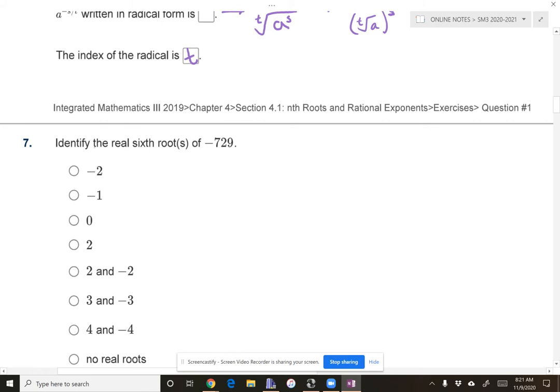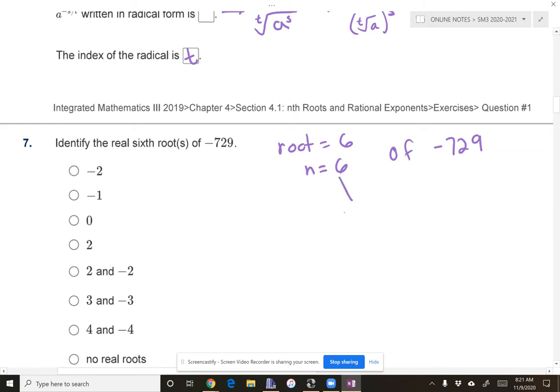Identify the real 6th root. So root is 6, or sometimes they'll say n equals 6, of negative 729. And this is on your notes. You had a chart. I believe it was on 4.1. The chart said if it's an even root or an odd root.